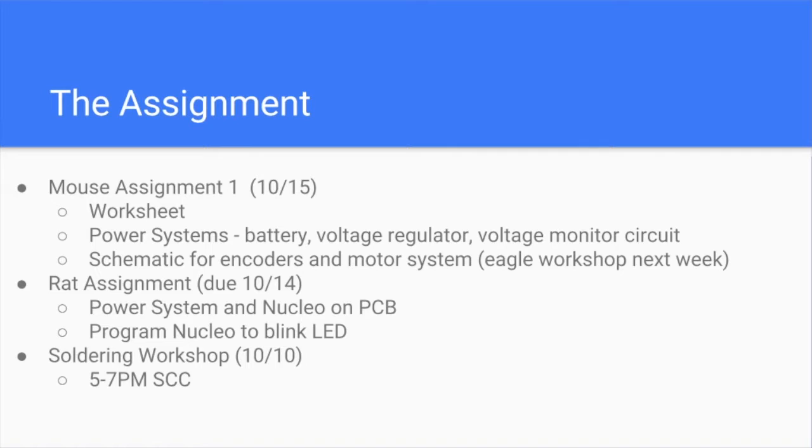And then the rat assignment is just the power and the Nucleo. So the first thing you guys are going to have to do is drill press some holes into the PCB because you guys are going to need some motor mounts. That one, you got to be pretty precise. If you don't know how to use a drill press, all the officers should know. So don't hesitate to ask them. Make sure you wear the safety glasses.